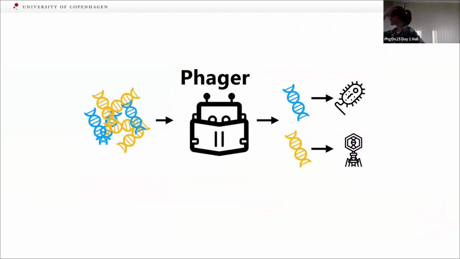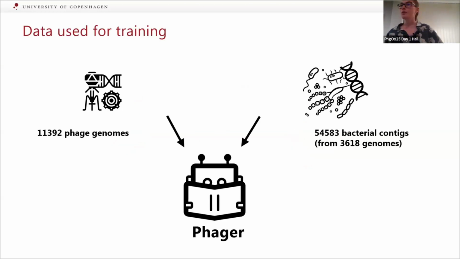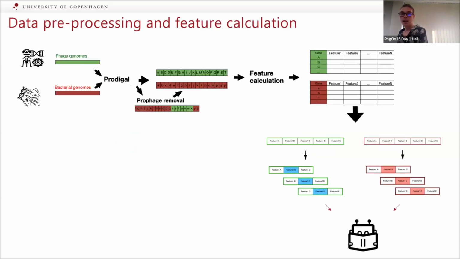And so we used our own program called Phager, and it's quite simple. It's just made to recognize phage from bacteria. And it's a machine learning based tool. We used over 11,000 phage genomes and over 50,000 bacterial contigs to train our model. Here's a quick overview of how we processed our data.